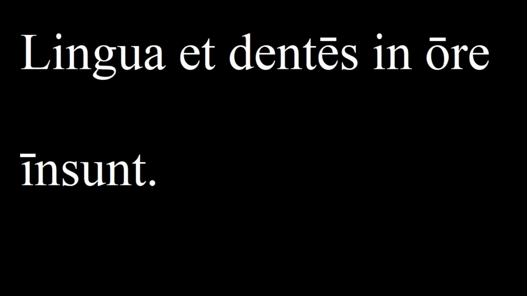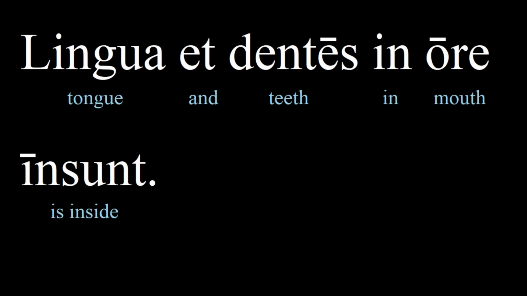The next sentence is also pretty easy to figure out. Lingua et dentēs in ore sunt. The tongue and teeth are inside the mouth. Lingua means both language and tongue, just like tongue can also mean language in English. Dentēs should be pretty clear from the word dentist and dental, and ore is the ablative form of os. Then we are left with insunt, but by now you should be able to see that this is the prefix in combined with the verb sunt. So this literally means they are in.